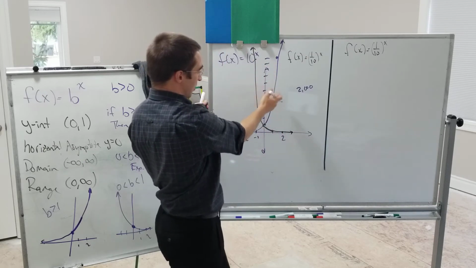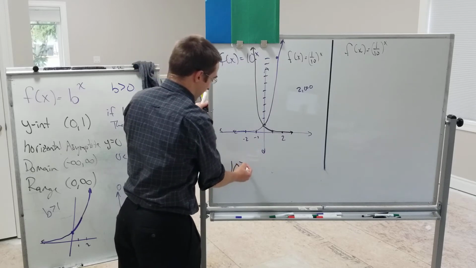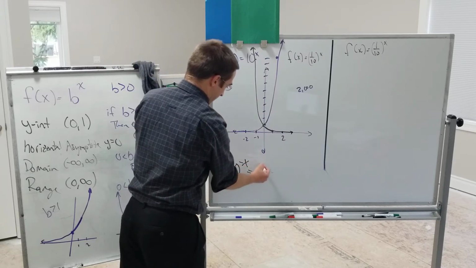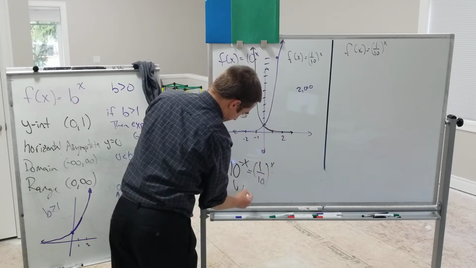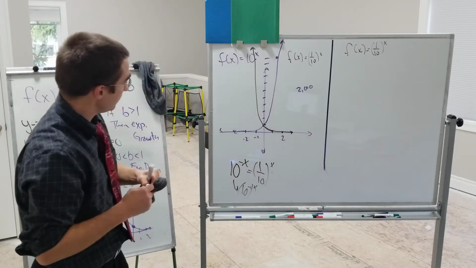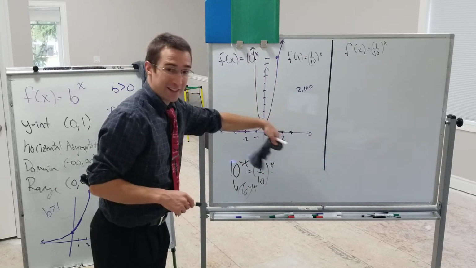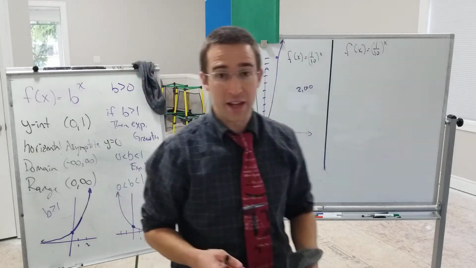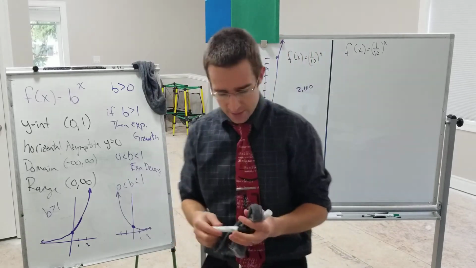Basically, these are reflections of each other because 10 to the negative x is the same as 1/10 to the x, right? Because this is 10 to the negative 1 to the x. So purple is 10 to the x. The graph in black here is 1/10 to the x, which is the same as 10 to the negative x, the reflection in the y-axis.